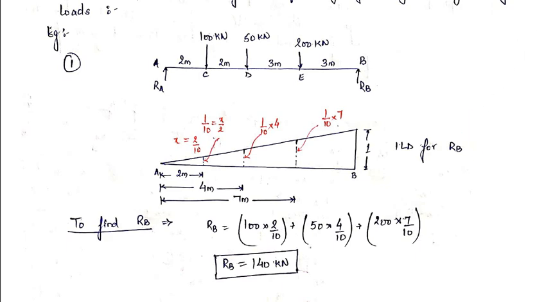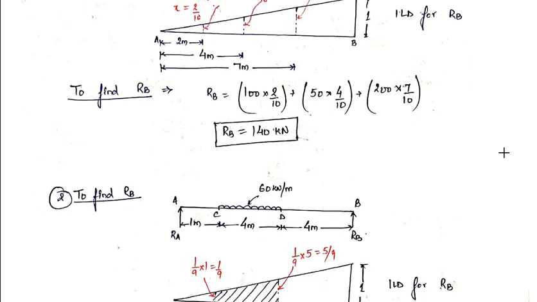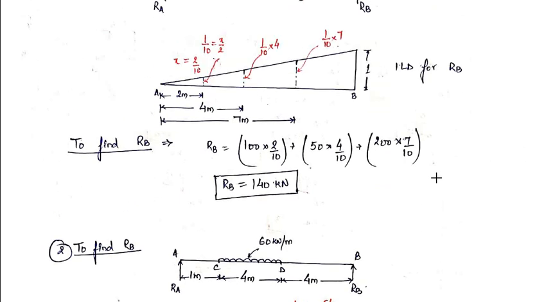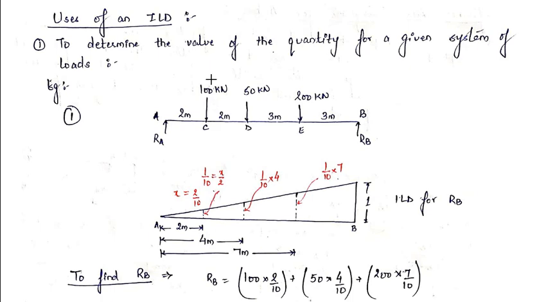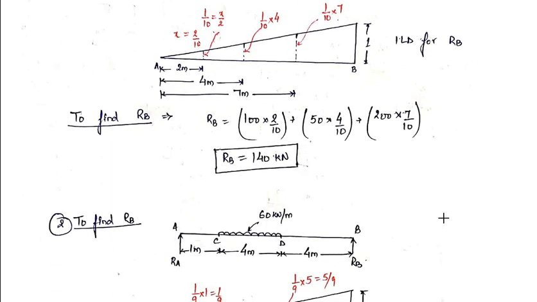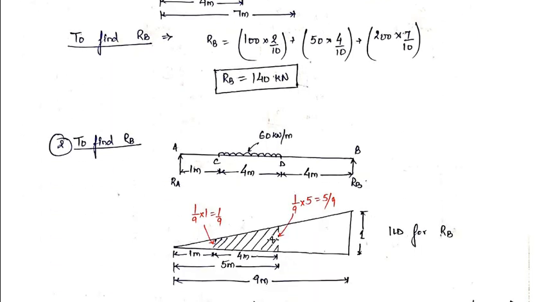Now let us consider how we find the values of different quantities when there is a UDL. When there is a point load, you just multiply the load with the ordinate. When there is a UDL, you just have to multiply the UDL with the area covered by the UDL. So this is the second case. In this case also we have to find the value of RB. Find the value of the ordinate at point C and at point D, which are the starting and end points of the UDL.